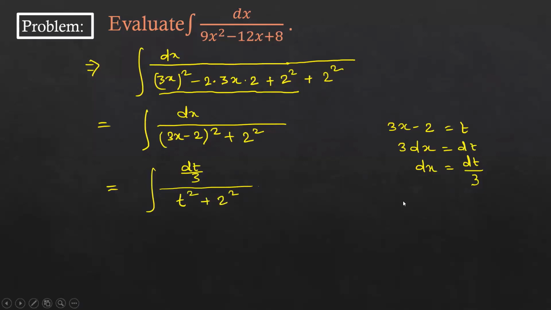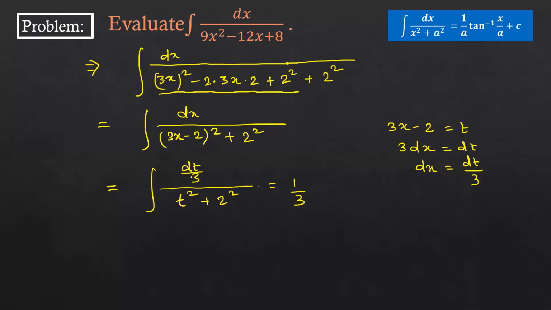That means this is an x square plus a square type of term, and you can easily integrate that by using this rule. That means 1 by 3, we take that outside, this dt by 3. After performing this integration of dt over t square plus 2 square, what we have is 1 by 3, then for this term you have 1 by 2 into tan inverse of t by 2 plus c. Is that right?